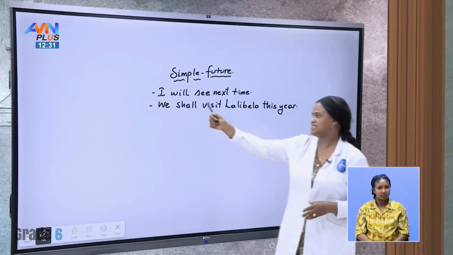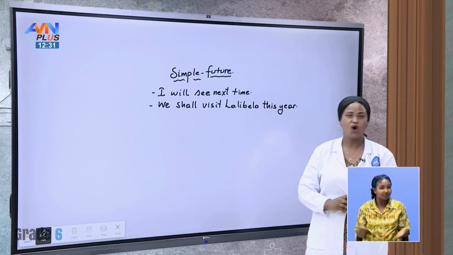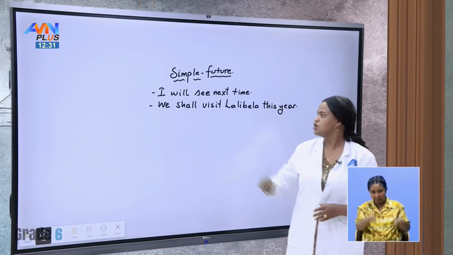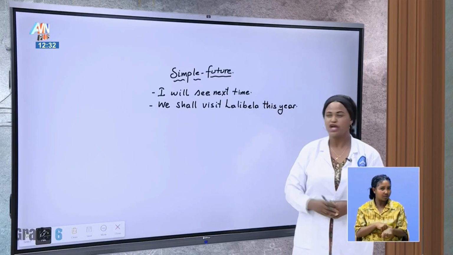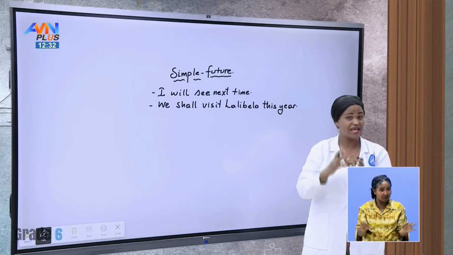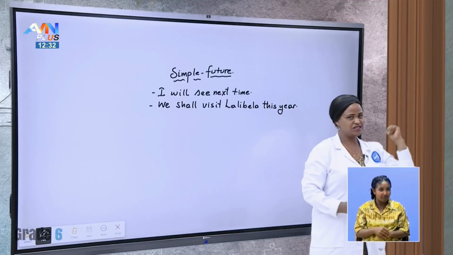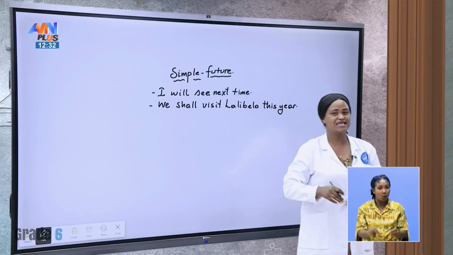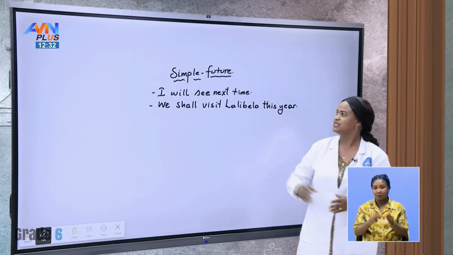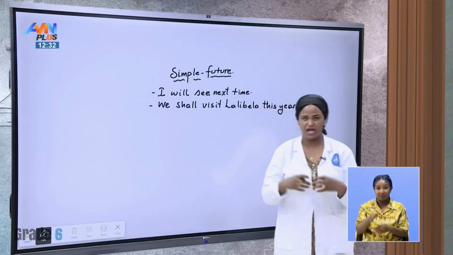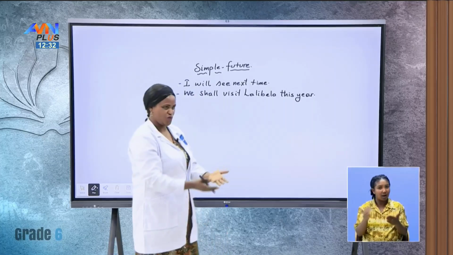Yeah? When somebody says, I will see you next time, when is that person going to see you? Or if someone has come here and she says, we shall visit Lalibela this year, when is the time? Yes? In both of the sentences, we might not know the exact day of happening, but we know something. Yes? It was not in the past, it is not now, but it is what? After now, which is a future time. So, simple future. A tense which can help us to tell something about the future. Something after now. All right?